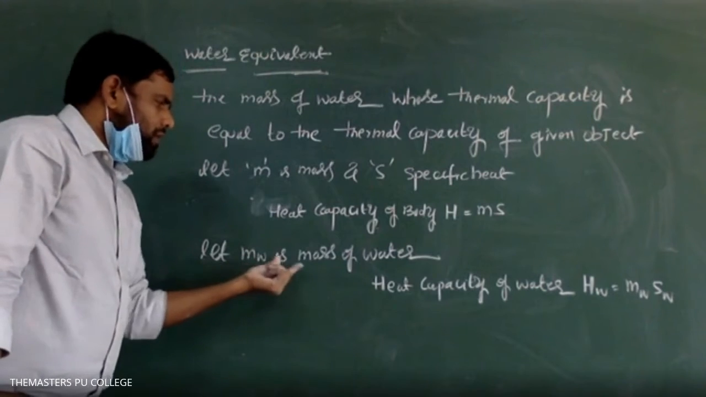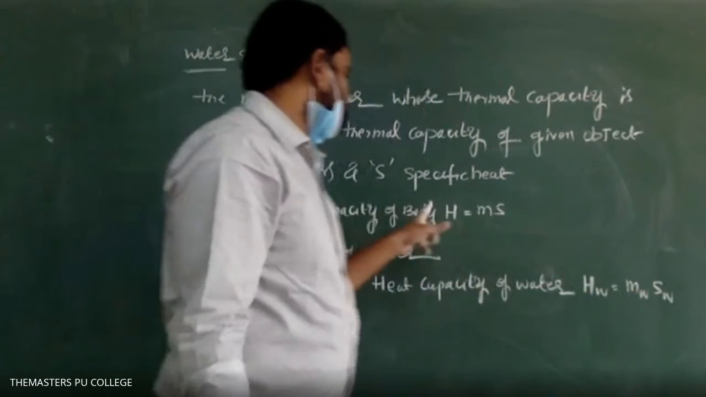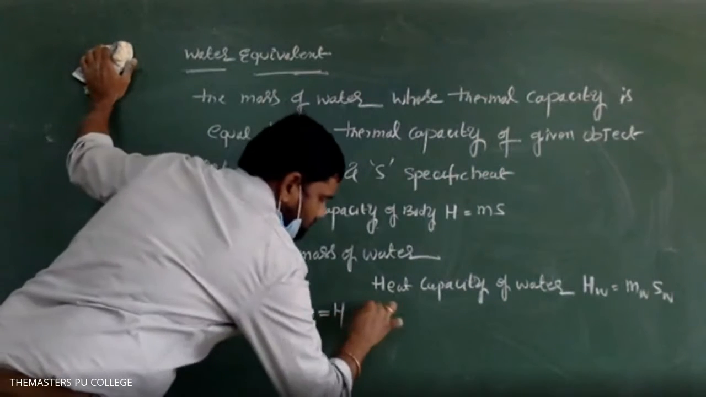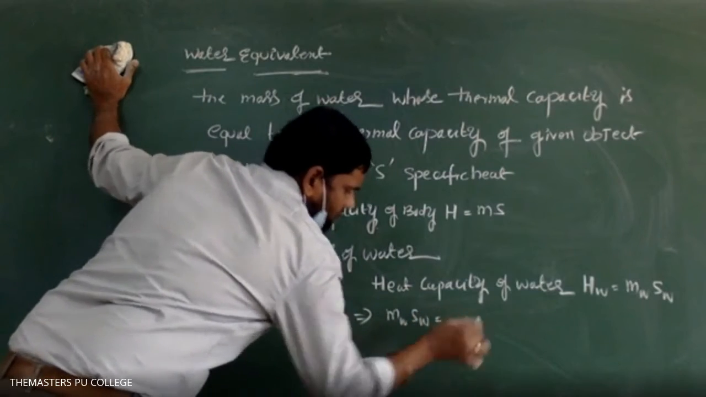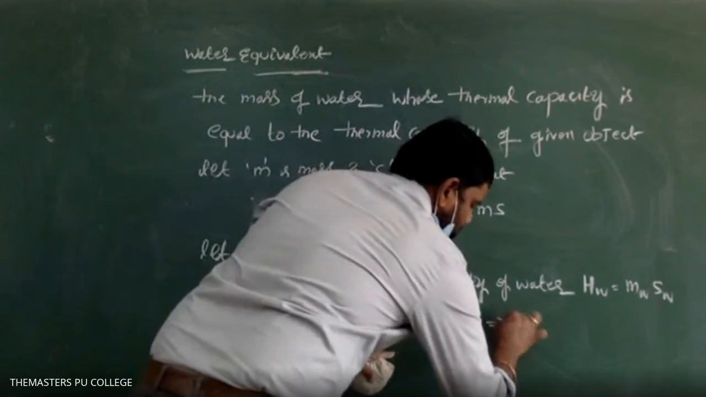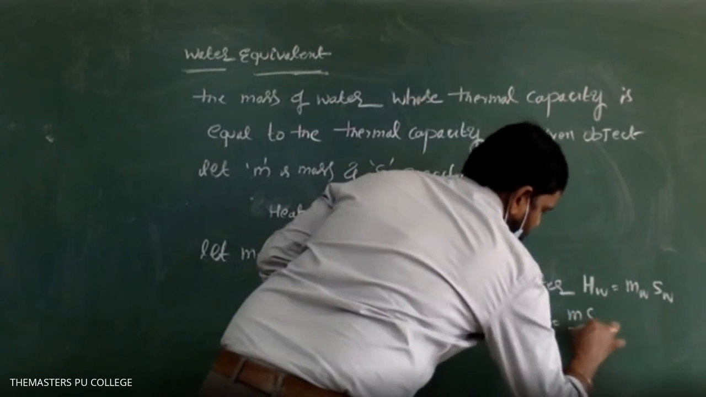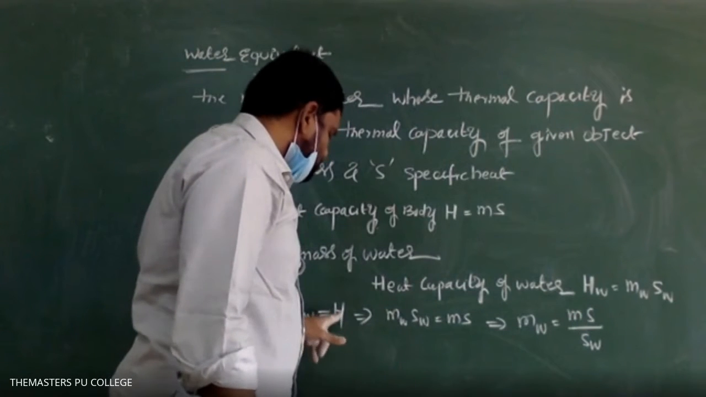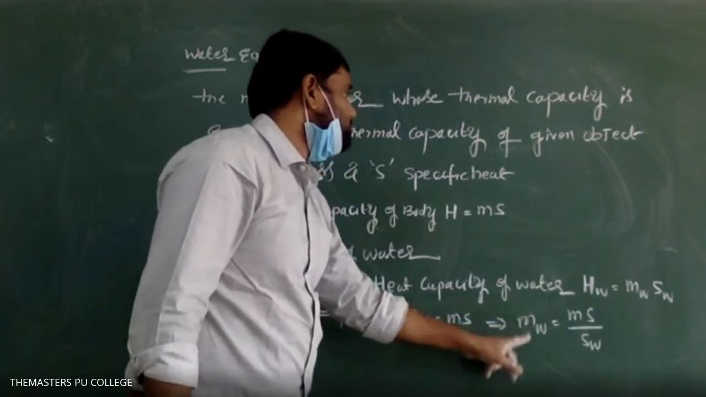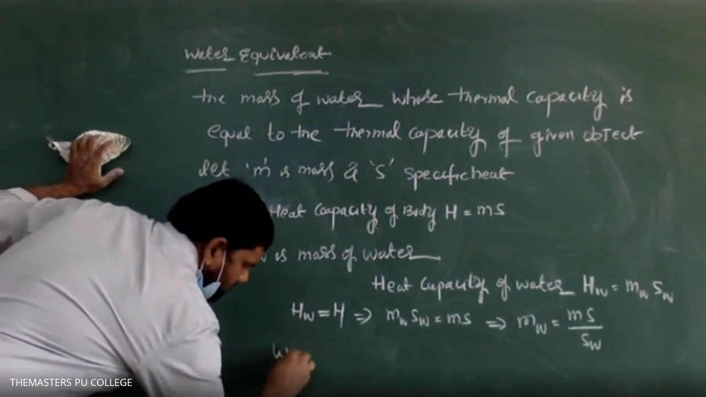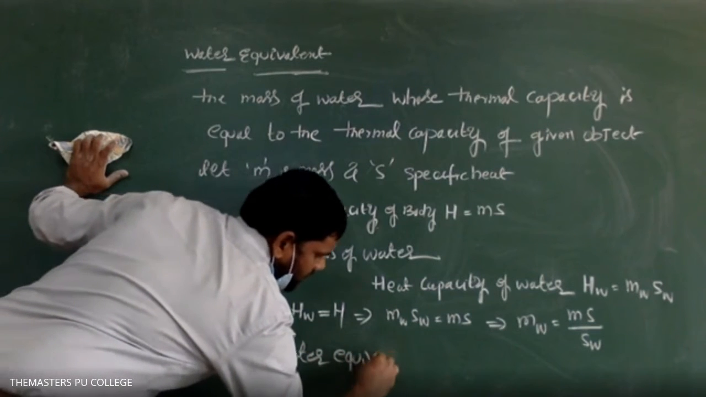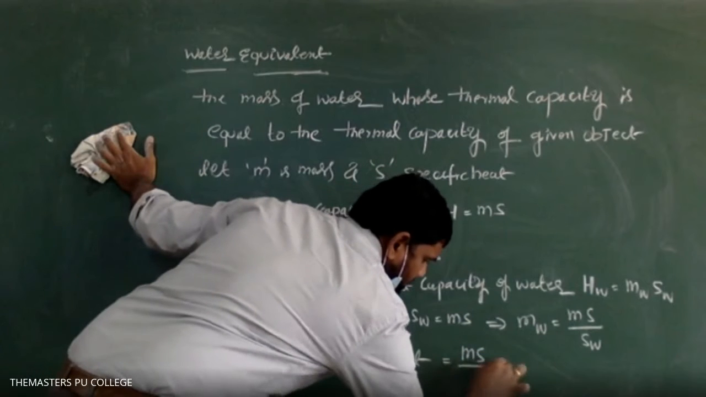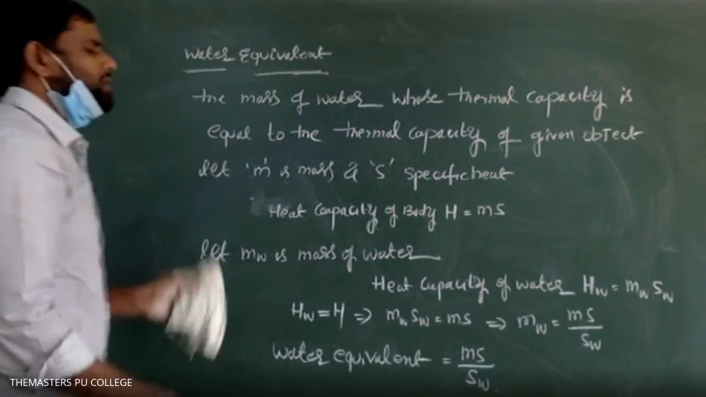So let MW be the mass of water whose thermal capacity is equal to the thermal capacity of the given body. So the thermal capacity of water equals the thermal capacity of the given object. Then mass of water into specific heat of water is equal to m and s. So that implies the mass of water is equal to m and s divided by the specific heat of water. So this is the mass of water whose thermal capacity is equal to the thermal capacity of the given object. That's why this mass of water is known as water equivalent. So the water equivalent is equal to m into s divided by the specific heat of water. So this is the meaning of that.